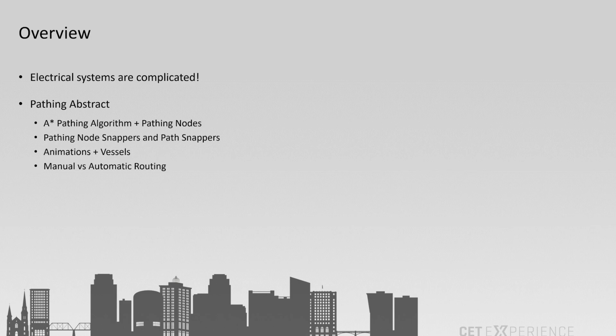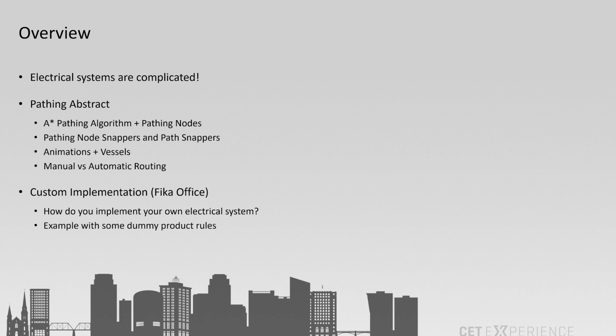So the automatic splitting and merging of paths. And in our case, Fika Office, that would be jumpers. So we'll be looking at how Fika Office implements the pathing abstract, and hopefully you can extrapolate that into your own electrical system that you implement or that you convert.